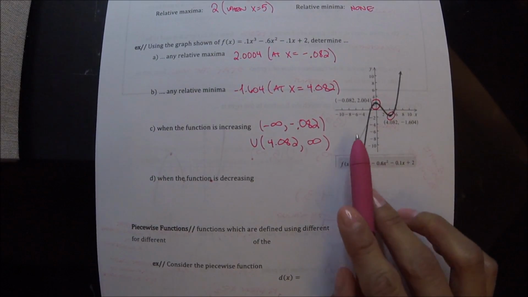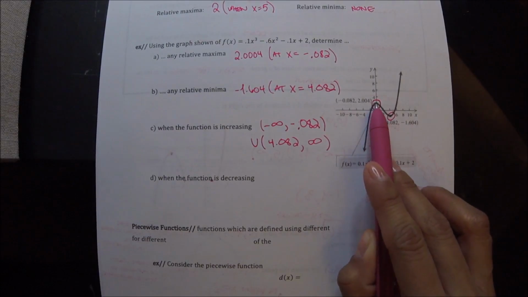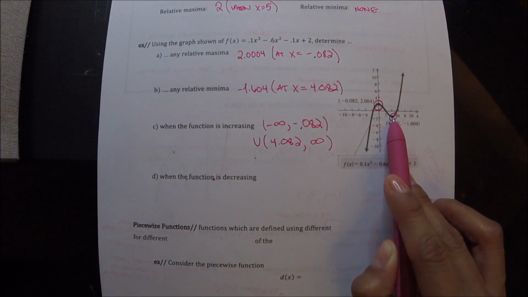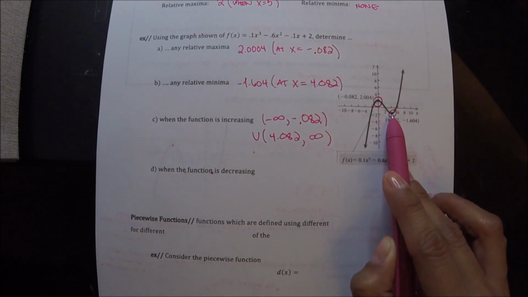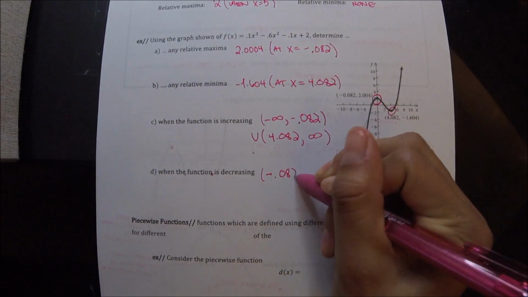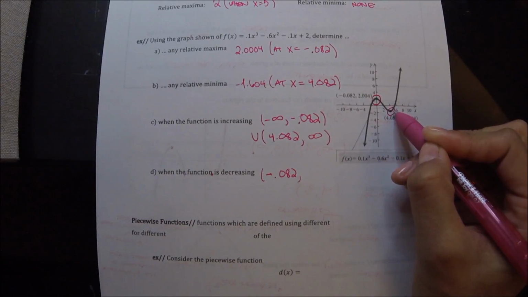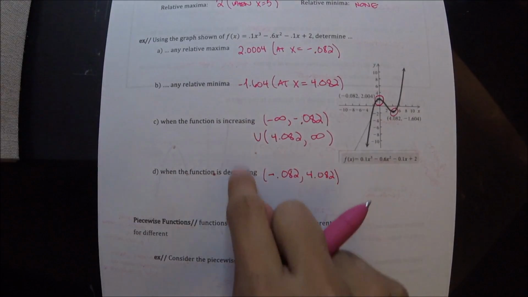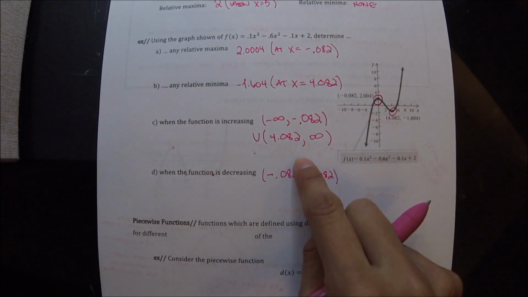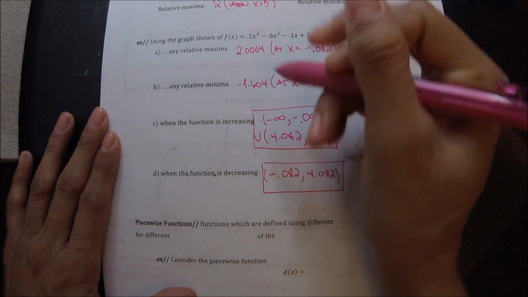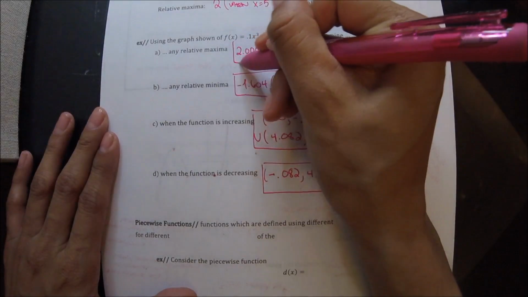And then part D, when is the function decreasing? So you start looking from left to right, and then here is where it starts decreasing. Up to here is when it stops decreasing, and so the x values for starting and stopping are negative 0.082 is where it starts, and then it stops at 4.082. And remember, for increasing and decreasing, we're always using parentheses. So these are our answers for this example.